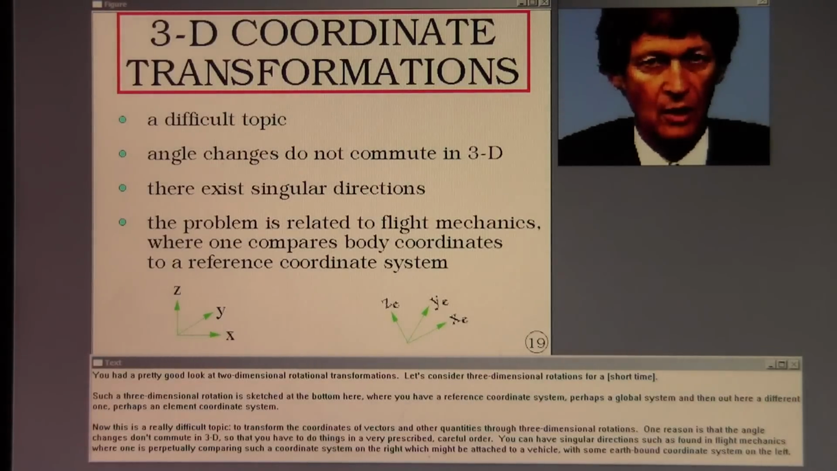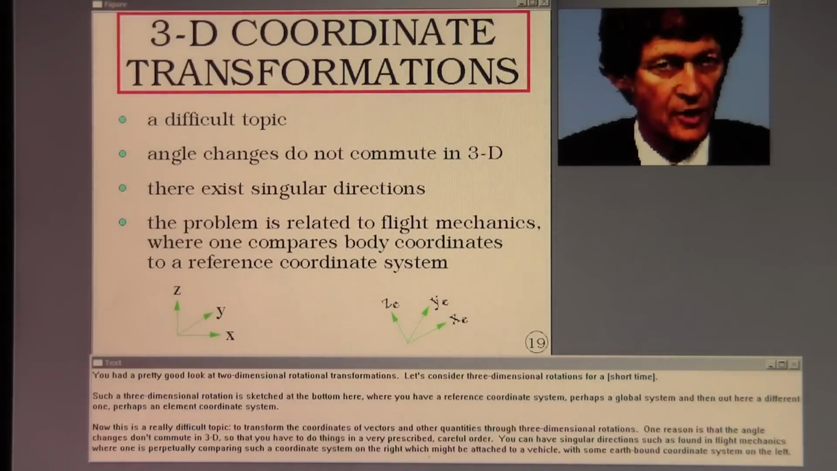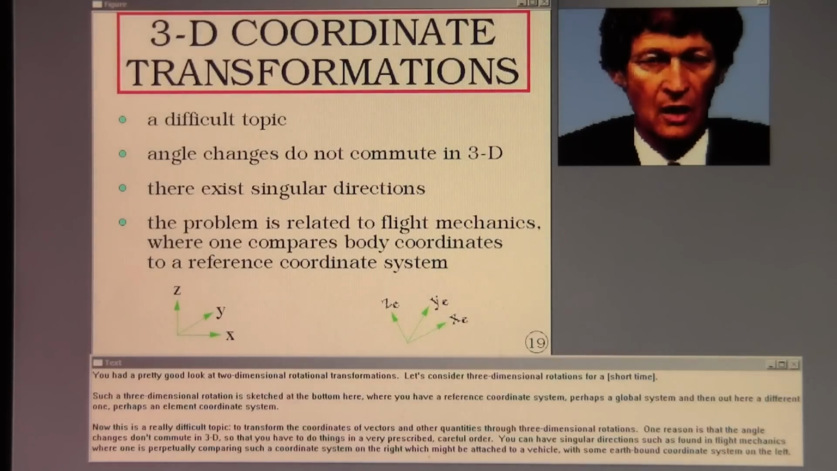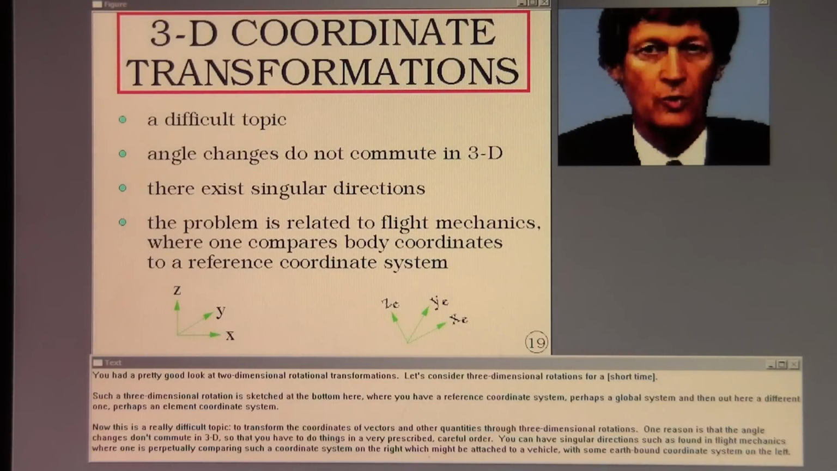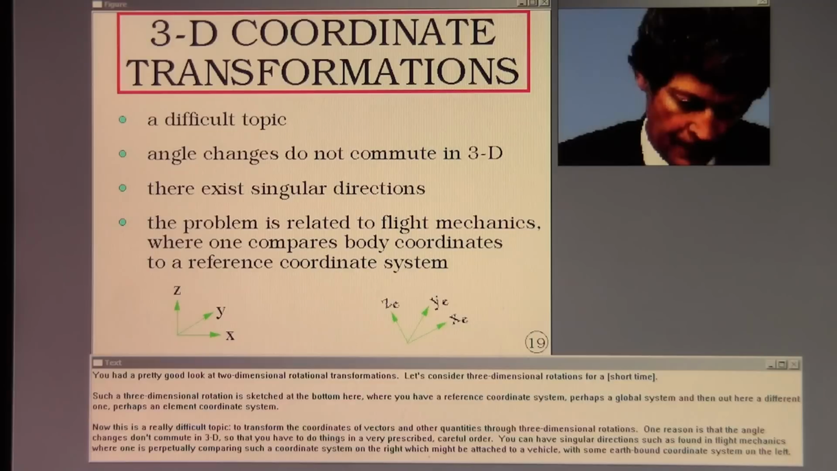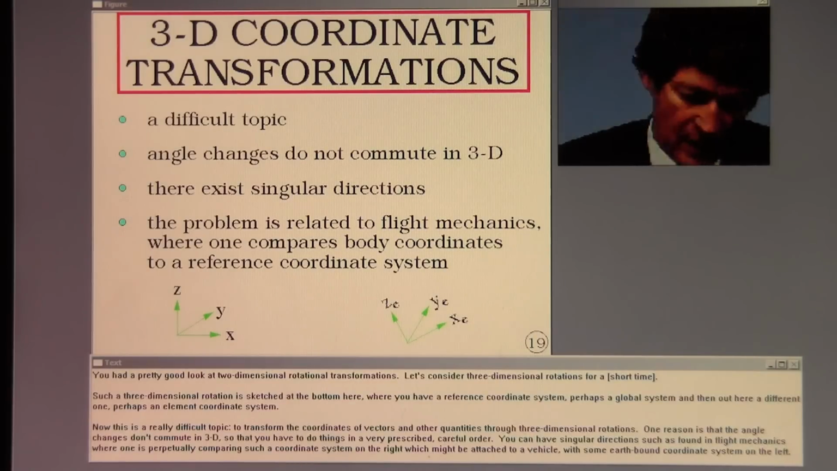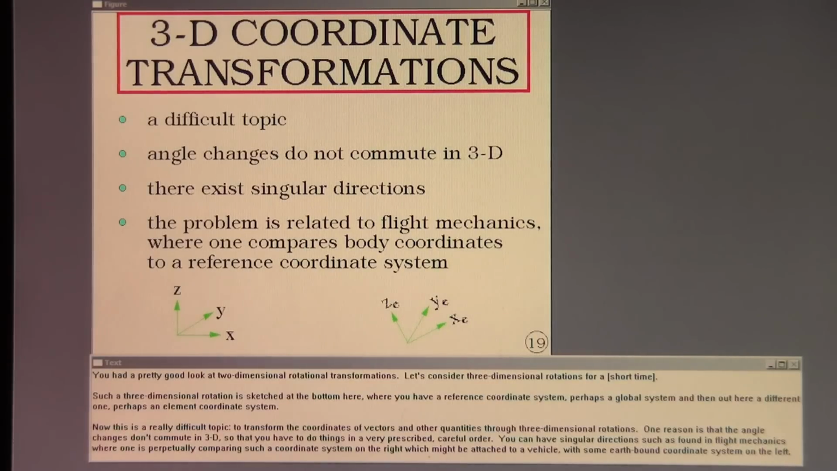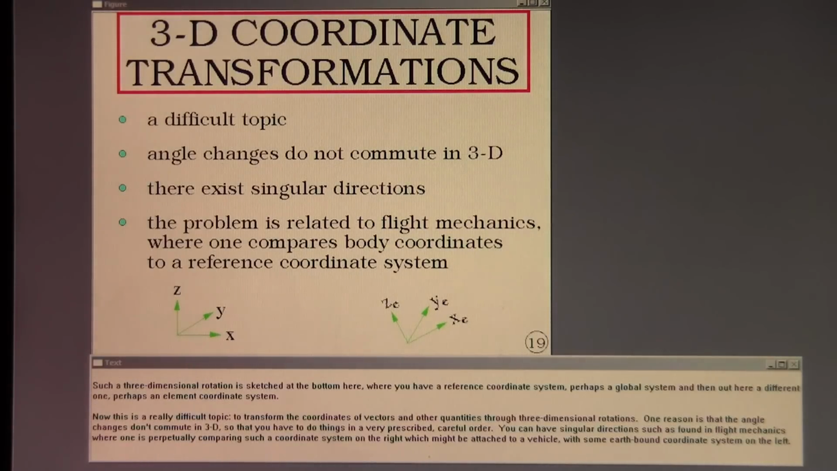You've had a pretty good look at 2-dimensional rotational transformations. Let's consider 3-dimensional rotations for a moment. Such a 3-dimensional rotation is sketched at the bottom here, where you have a reference coordinate system, perhaps a global system, and then out here a different one, perhaps an element coordinate system.